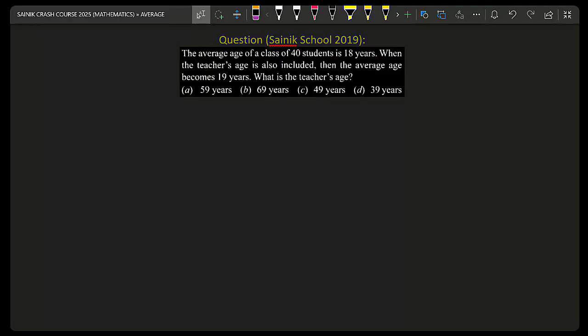Harshvardhan, can you read the question? Yes, sir. The average age of class of 40 students is 18 years. When the teacher's age is also included, then the average becomes 19 years. What is teacher's age? Okay. How to find teacher's age? Sir, we want to calculate sum and we want to subtract. Okay, sum of observations, we got a formula. Average is equal to sum by number. So sum is equal to number into average.